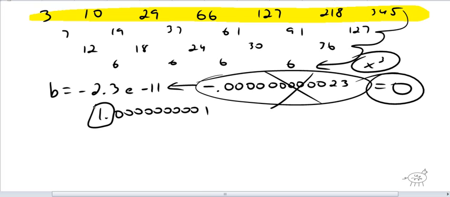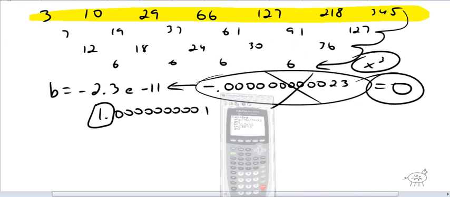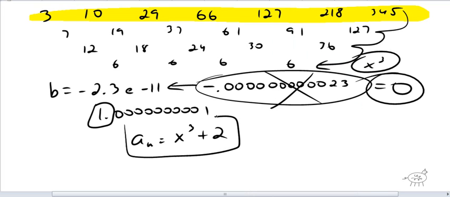So anyway, if I go back to our calculator here, I get basically y equals 1x cubed, so x cubed plus 2. Everything else, that 7.6 e to the negative 11, is also 0.00076, so that's also 0. So y equals x cubed plus 2. So this is it. A sub n equals n cubed plus 2. That's it. That's all those nasty numbers, and that's what it is.